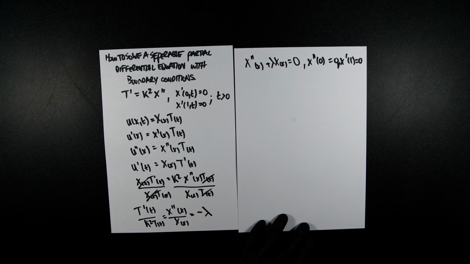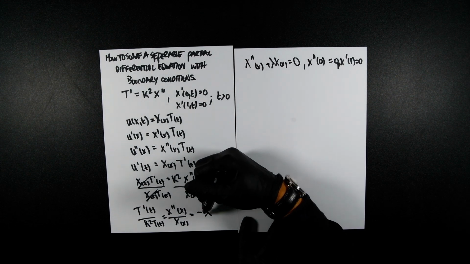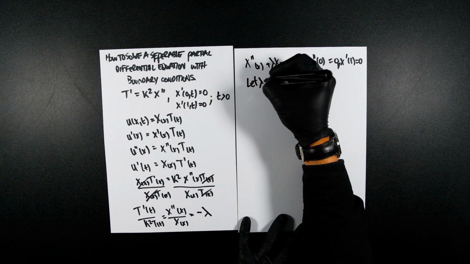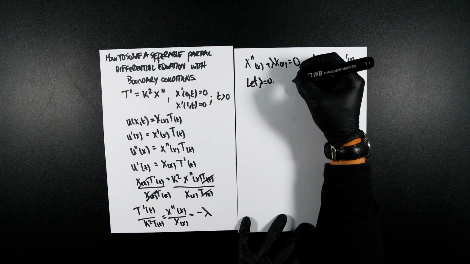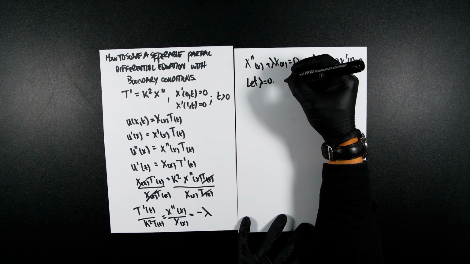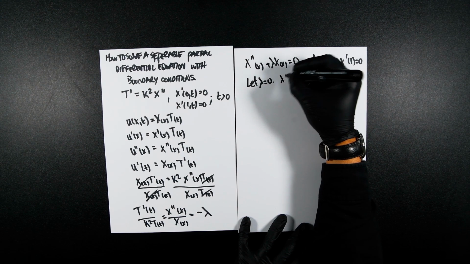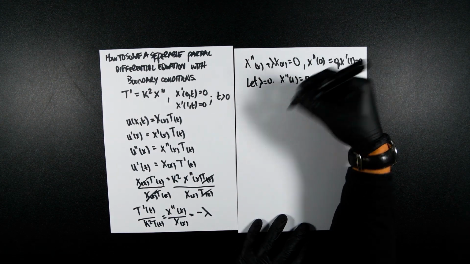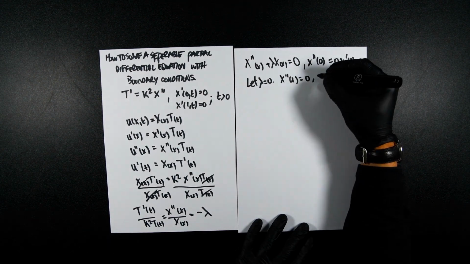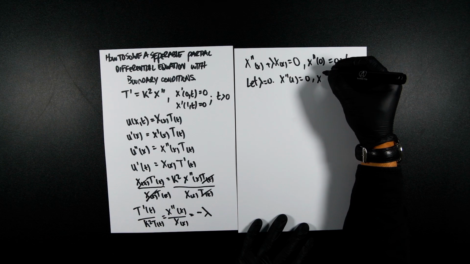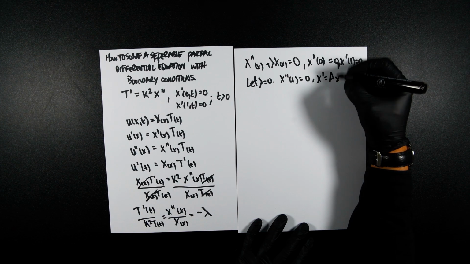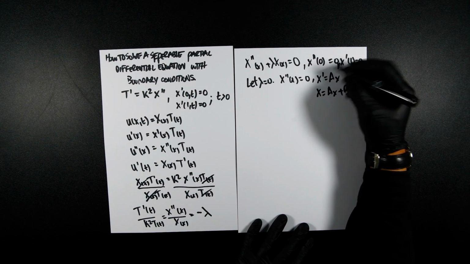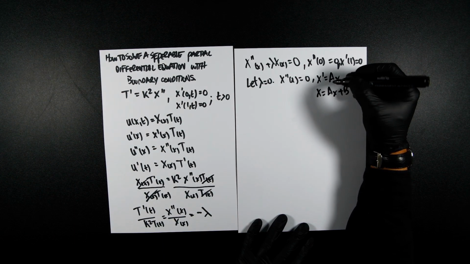Let's now build off of that. Let's let our constant equal 0. So let's let lambda equal 0. So if we have X differentiated twice equals 0, then we're going to use a bunch of trivial solutions. So that means X'(x) is going to equal a, and X is going to equal ax plus b. So these are trivial solutions.